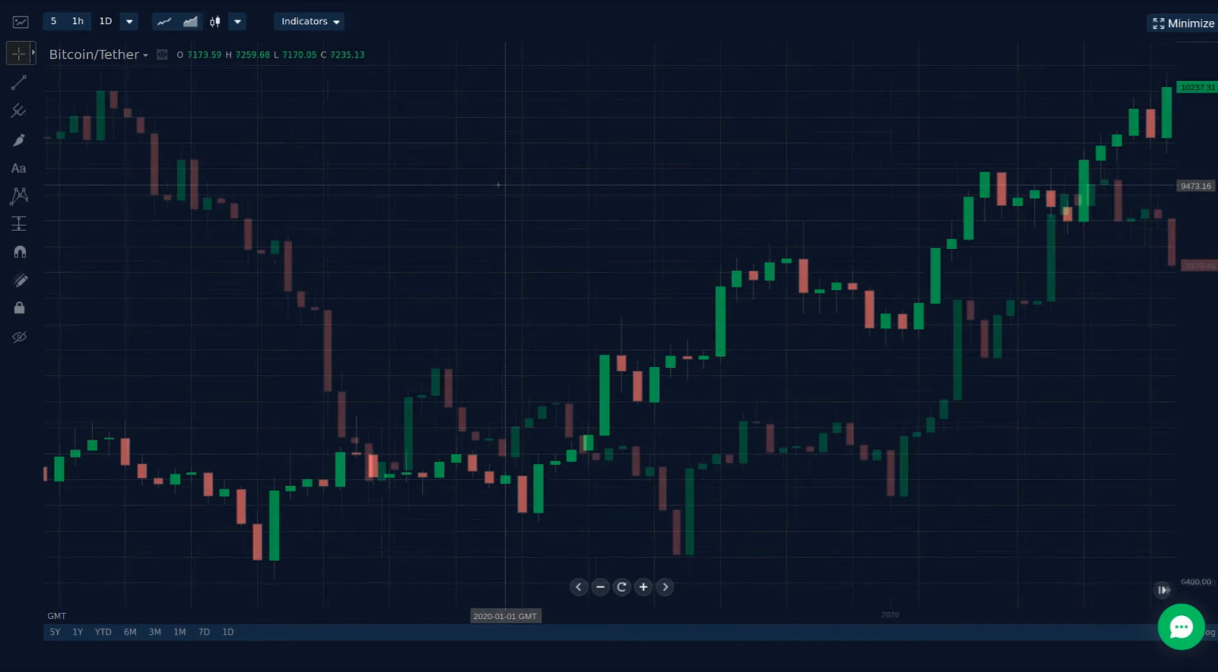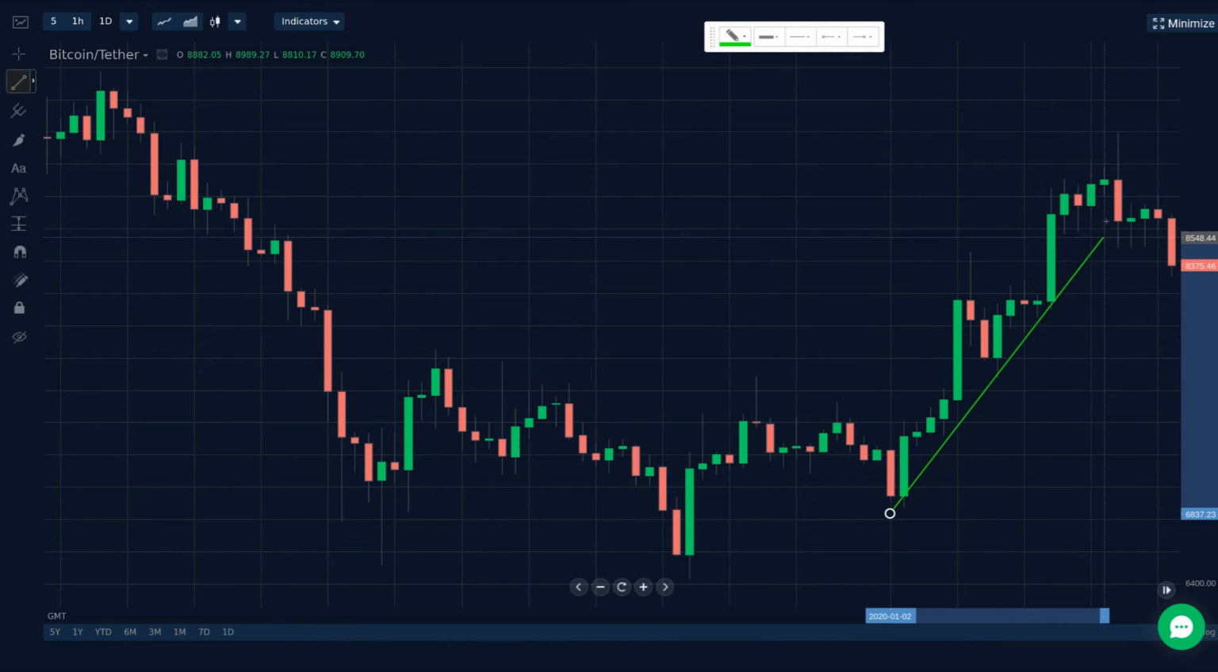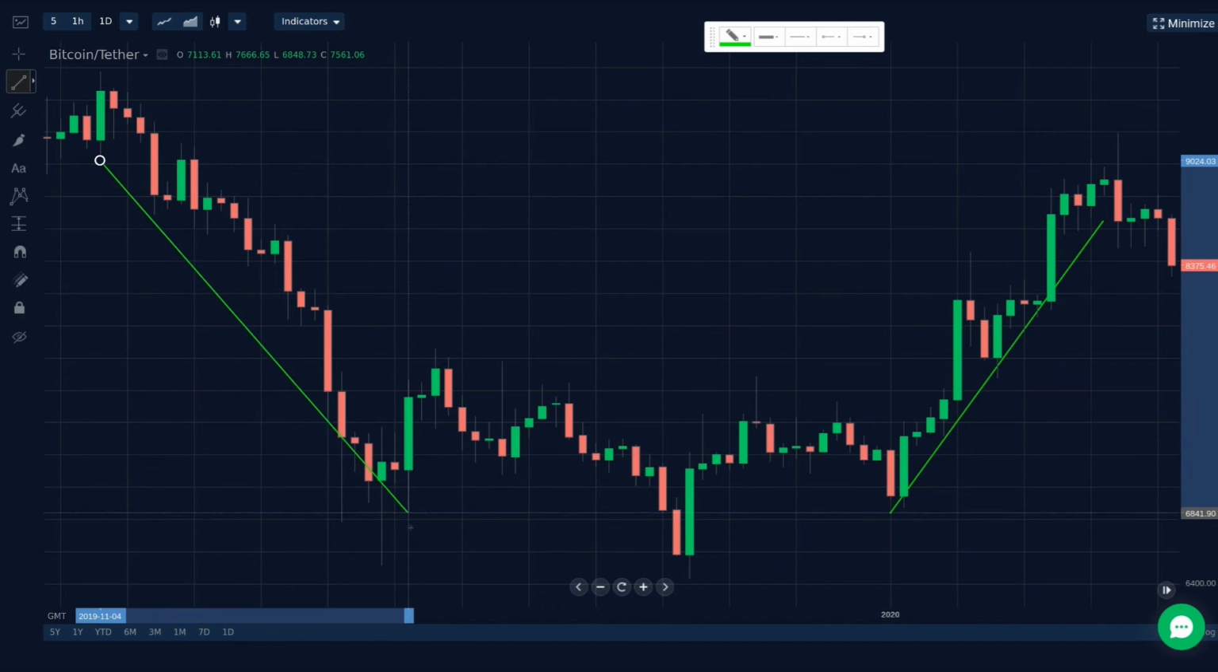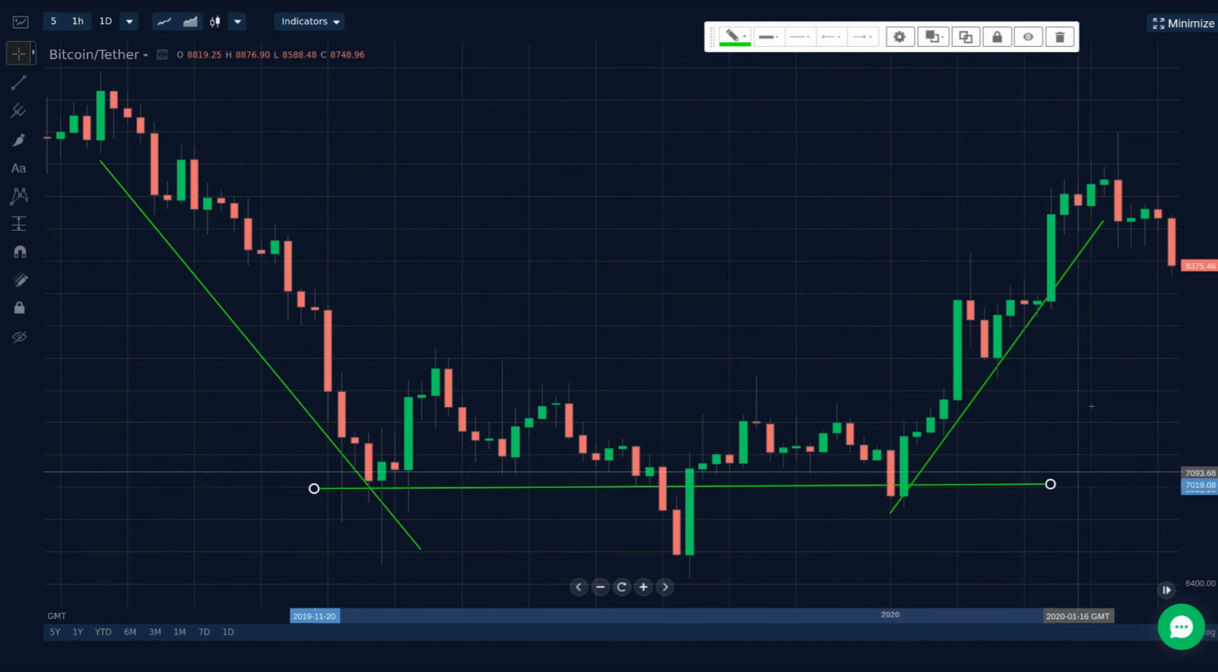Now, when you're looking at a candlestick chart, what you're really looking for are trends. There's 3 basic types of trends. There's an uptrend, a downtrend, and a sideways trend. Of course, having some clue of when these trends will change is the real trick.